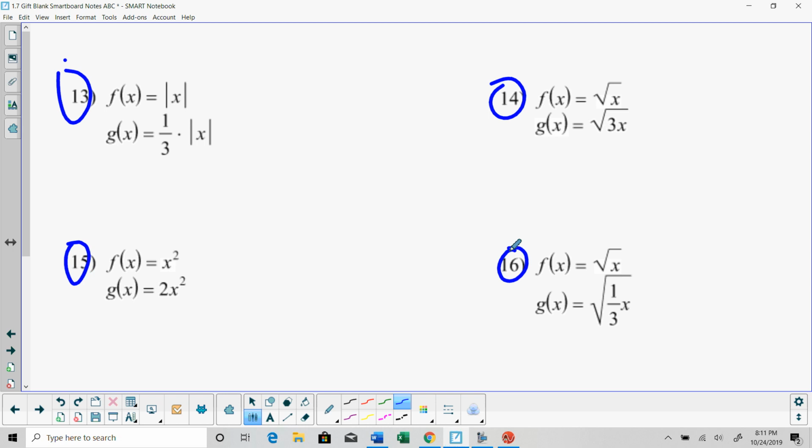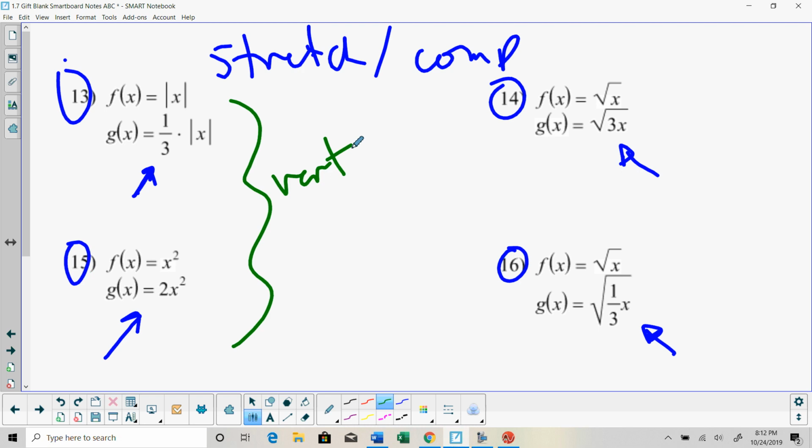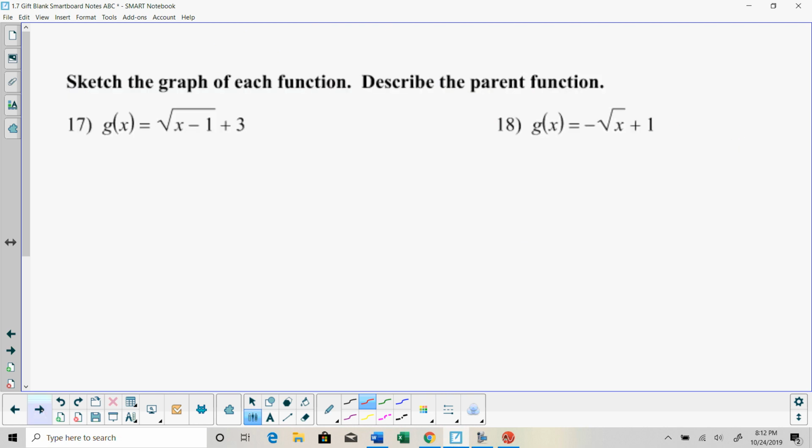I see two of them, 13 and 15, have the number on the outside of the function, all right? And 14 and 15 have the number in with the x. But notice that these are all being multiplied. So it's not shifts and it's not reflections. Instead, these are all stretches or compressions. I would say these two here, because the number's on the outside, are going to be your vertical stretches and compressions. And these two here, because the number was in with the x, are going to be your horizontal stretches or compressions. So that's my hint for you on those.